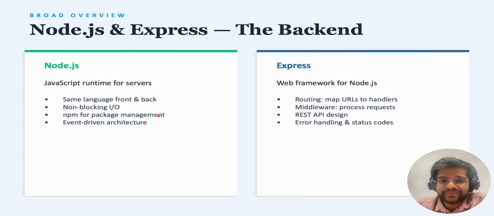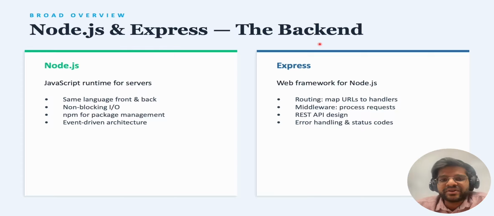There is also npm, the Node Package Manager. npm is how we install and manage all the packages. It's a third-party library that adds functionality to our project. Express, in fact, itself is an npm package. So is Mongoose. So we run npm install Express, and it's ready to use.